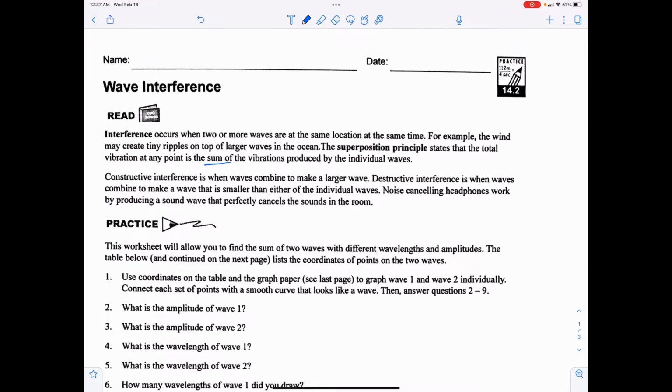Constructive interference is when waves combine to make a larger wave. Destructive interference is when waves combine to make a smaller wave or completely cancel the waves. Noise-canceling headphones work by producing a sound that perfectly cancels the sound in the room.